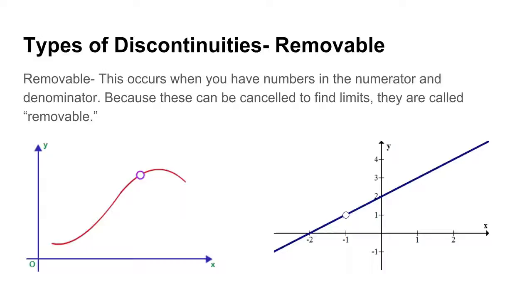Types of discontinuity. There are 4 main types of discontinuities that we are going to be going over. The first one is removable. This occurs when you have numbers in the numerator and denominator. Because these can be cancelled out to find limits, they are called removable. They can be filled in with just one step or one move.